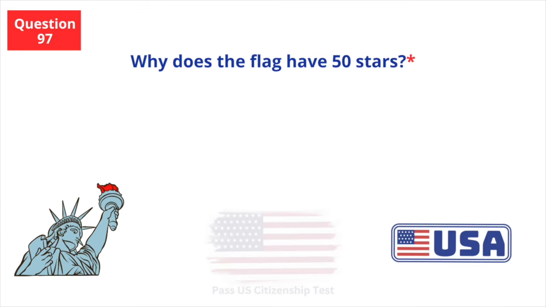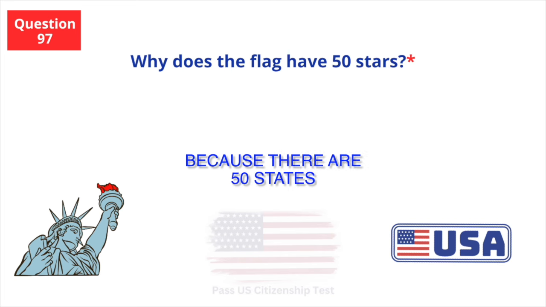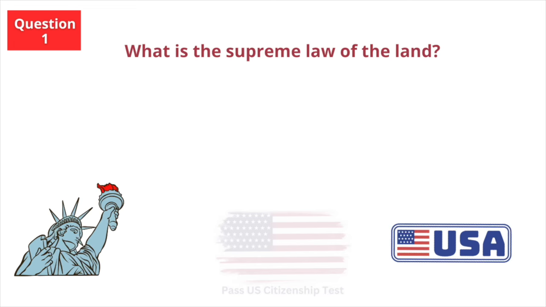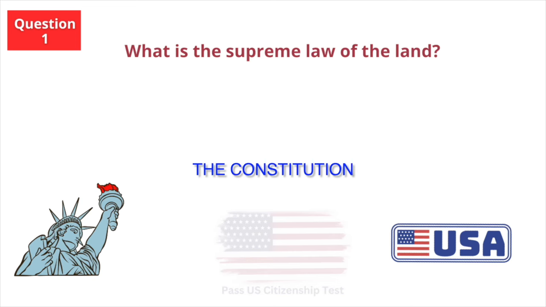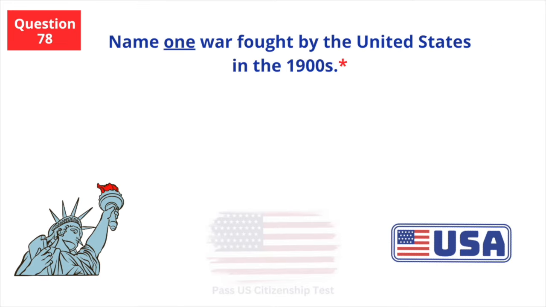Why does the flag have 50 stars? Because there are 50 states. What is the supreme law of the land? The Constitution. Name one war fought by the United States in the 1900s. World War I.